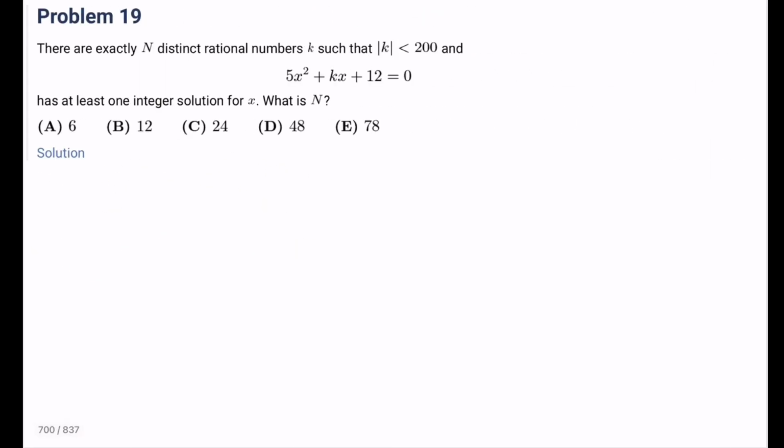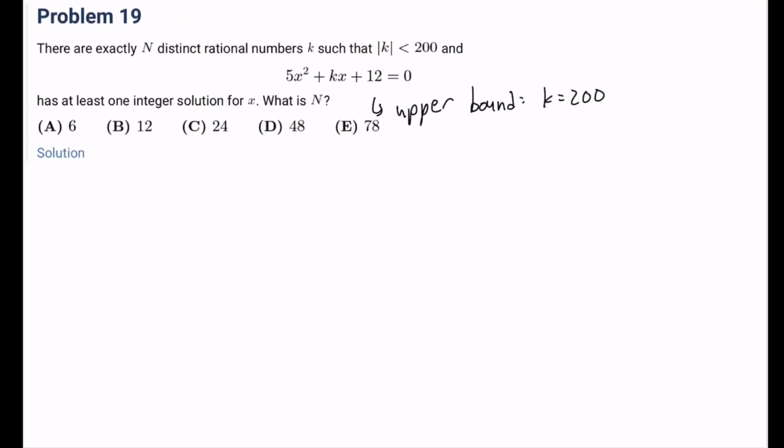Number 19, there are exactly n distinct rational numbers k such that the absolute value of k is less than 200, and 5x squared plus kx plus 12 equals 0 has at least one integer solution for x. What is n? Okay, so for this, k's upper bound is 200, so the bound for x would be when k is equal to 200.